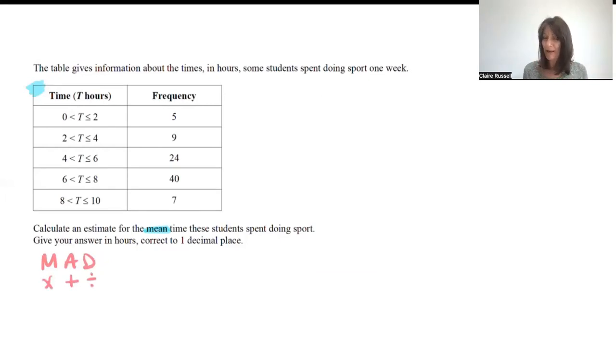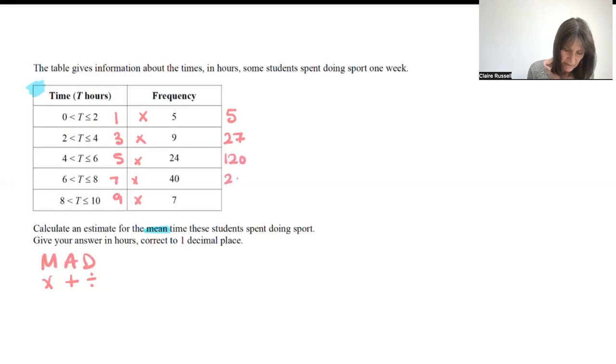So what am I multiplying? In this case, because I have a range here in my class, I'm going to be taking the midpoint. So I'm going to take 1, I'm going to multiply it through to the frequency, and it will give me a total. Here it will be 3, and so on. So we've got 5 times, 7 times, and 9 times. This comes out at 120, 280, and 63. So I've done the timesing bit.